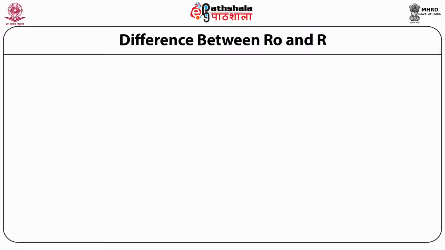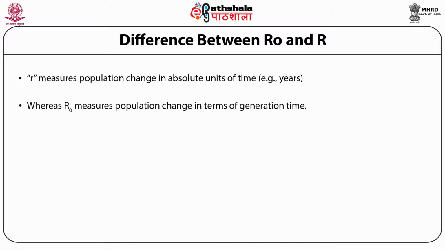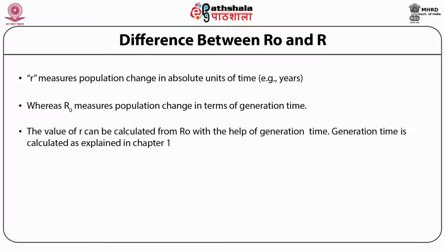Difference between R0 and R. It's very important to understand that R measures the population change in absolute units of time, for example years, whereas R0 measures the population change in terms of generation time. To convert R0 into R, we must first calculate the generation time G and then adjust the value of R0.